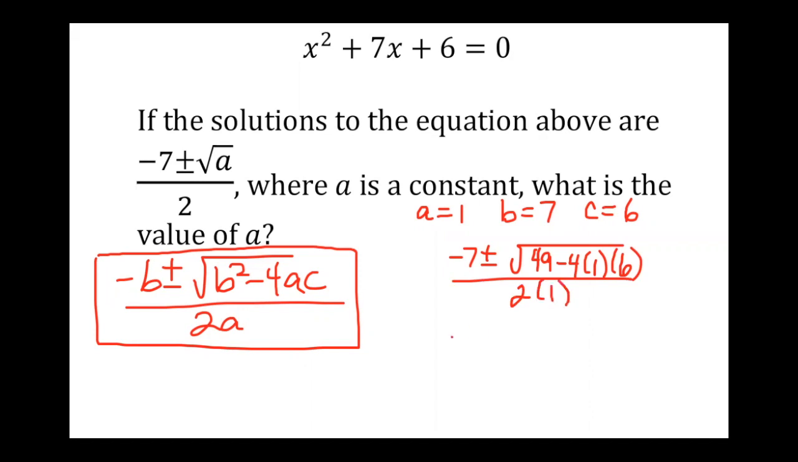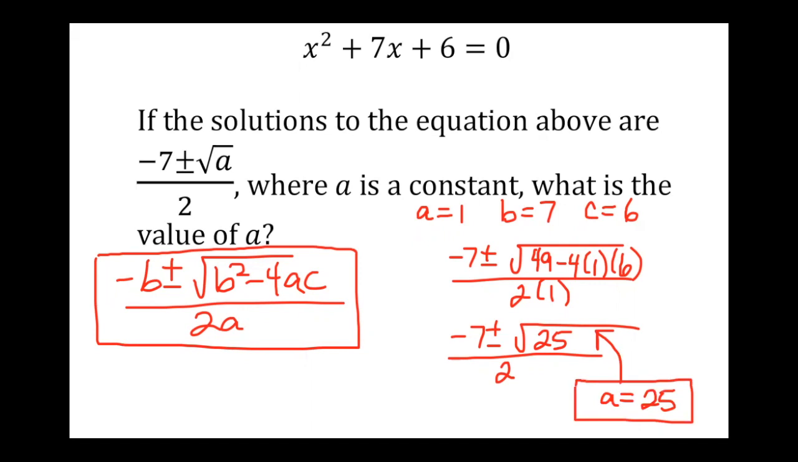And we will end up with -7 plus or minus the square root of 49 minus 24, which is 25. That will all be over 2. And we are left with what we saw in the question, -7 plus or minus the square root of something over 2. That something is our a. It looks like our a is 25, and that is our answer.